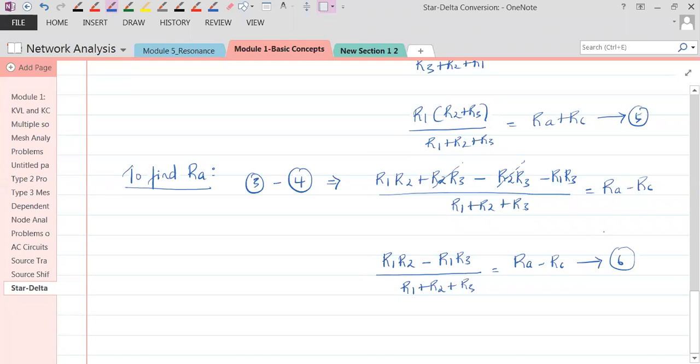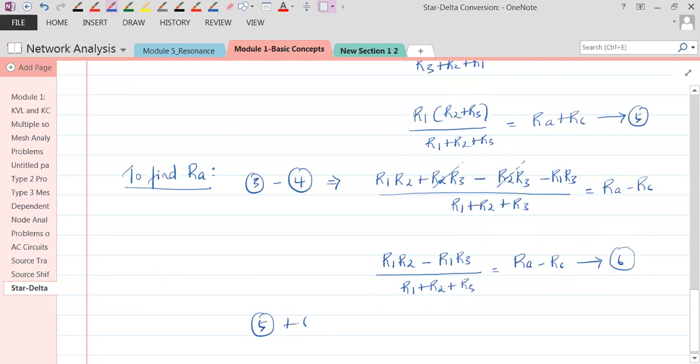I need RA. What we are trying to find out is RA. Can you see equations 5 and 6 and see how we can retain RA by eliminating RC? We can eliminate RC by adding these two equations. Let's not bother what is happening on the left hand side. Let's bother about retaining RA and eliminating RB and RC. What we are trying to obtain is RA in terms of R1, R2, R3. So how to retain RA? By adding 5 and 6.